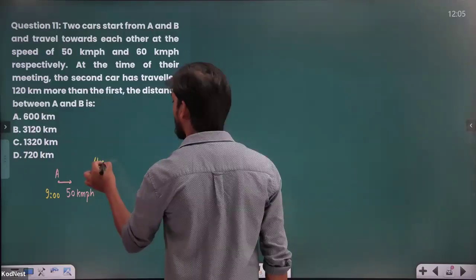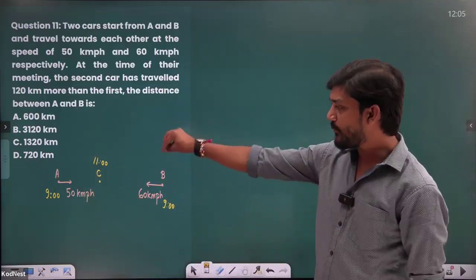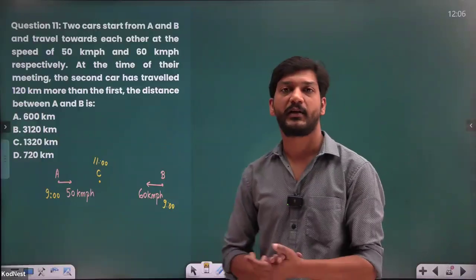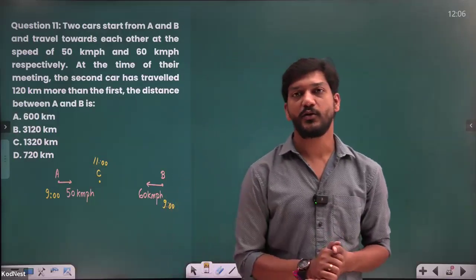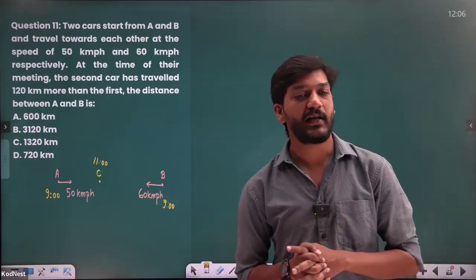Suppose they meet at 11. Suppose. Now answer please. At C point, they will stop. What is constant for A and B? They start at 9, they stop at 11. The speed is 50 and 60. What is constant for A as well as B?